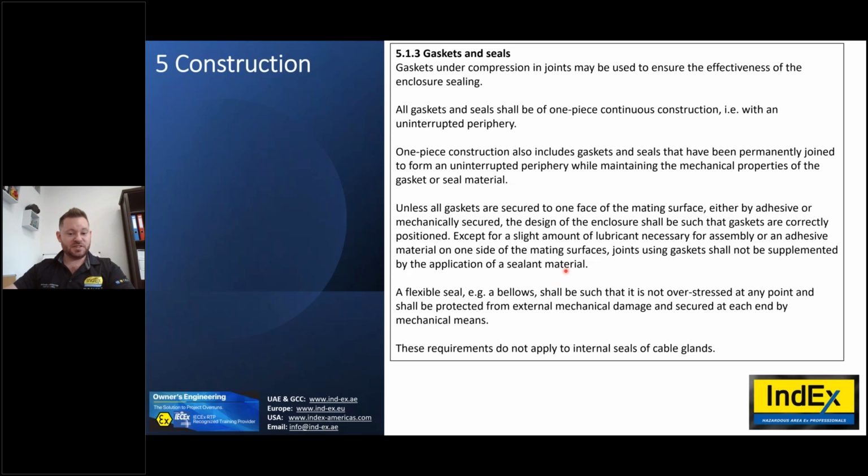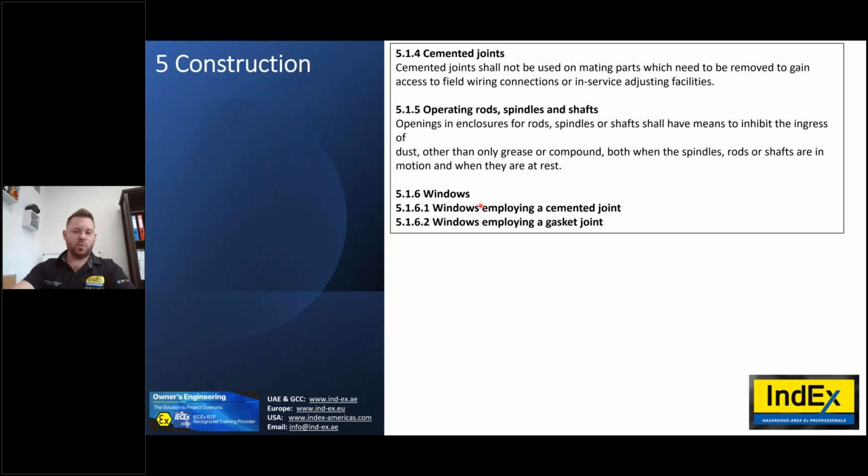Now, a flexible seal, such as a bellows, shall be such that it shall not be overstressed at any point and shall be protected from mechanical damage and secured at each end by mechanical means. These requirements do not apply to internal seals of cable glands. When we consider cemented joints, they shall not be used on mating parts which need to be removed to gain access to field wiring or in-service adjustable facilities. Operating rods, spindles, and shafts shall have openings in the enclosure where their ingress protection is maintained. There are then other requirements such as for windows that are either cemented or gasketed into place.